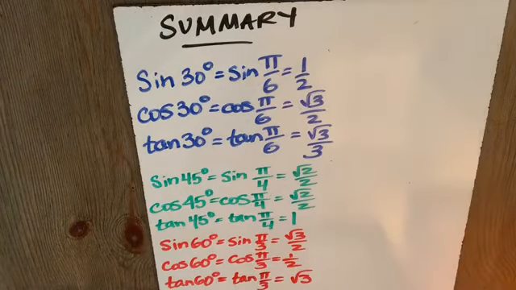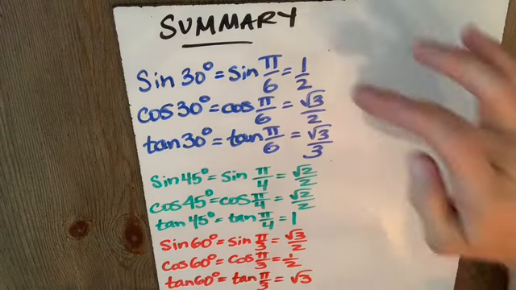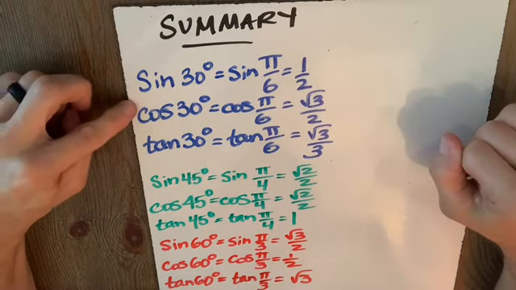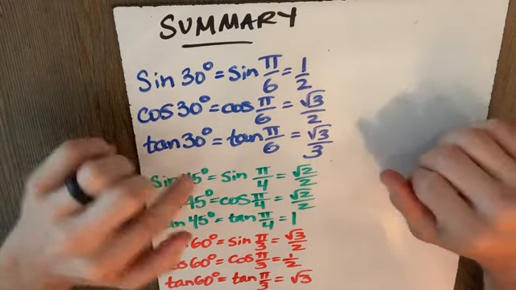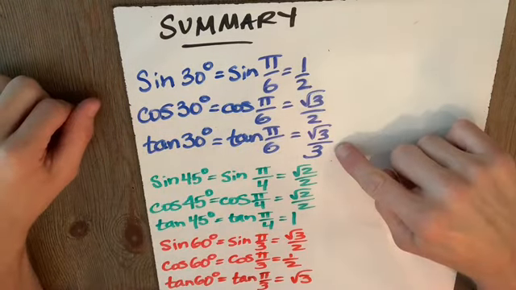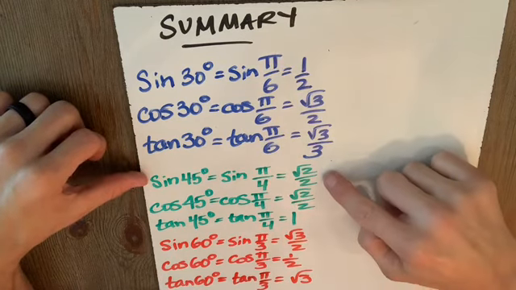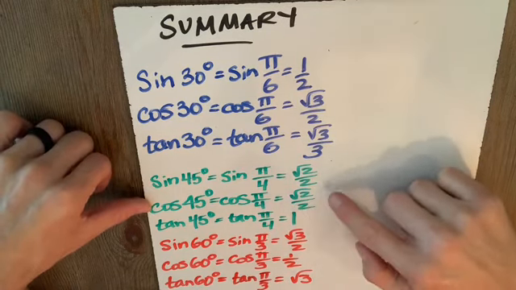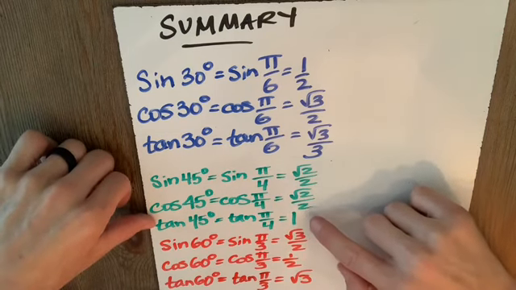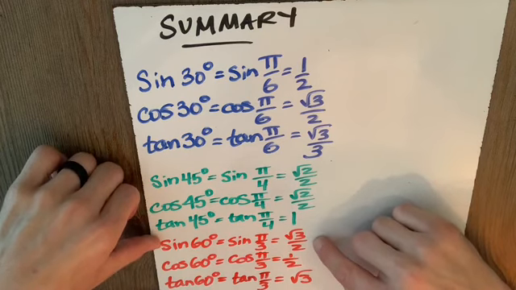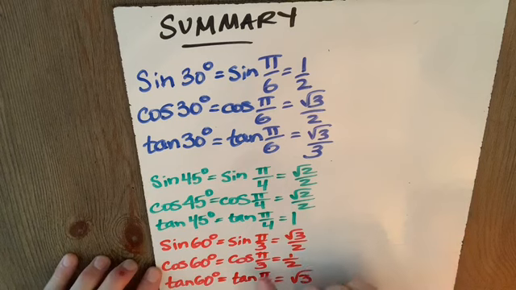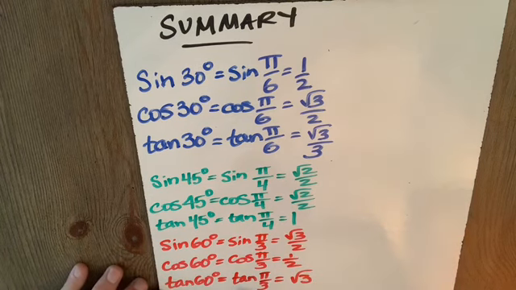So here is a summary of our findings, made using the unit circle. Sine of 30 degrees is the same as sine of pi over 6, which is 1/2. Cosine of 30 degrees, or cosine pi over 6, is root 3 over 2. Tangent of 30 degrees, or tangent pi over 6, was root 3 over 3. Sine 45 degrees, sine pi over 4, is root 2 over 2. Cosine 45 degrees, cosine pi over 4, is root 2 over 2. Tangent 45 degrees, tangent pi over 4, is 1. Sine 60 degrees, sine pi over 3, is root 3 over 2. Cosine 60 degrees, cosine pi over 3, is 1/2. Tangent 60 degrees, tangent pi over 3, is root 3.